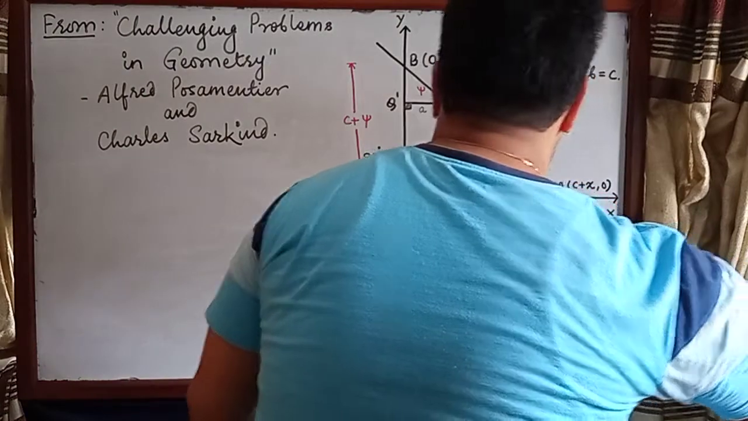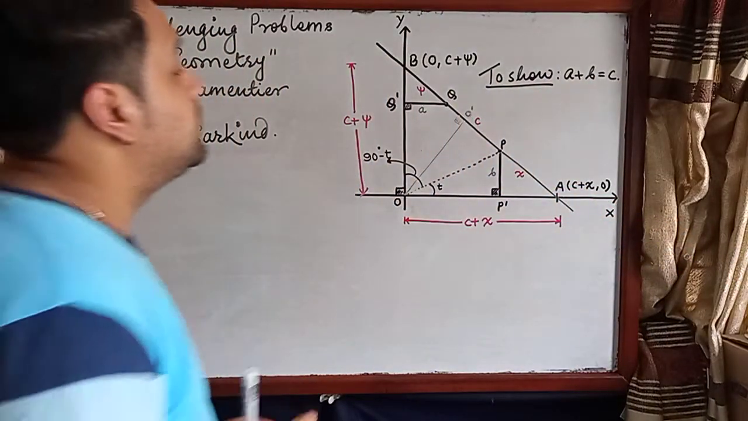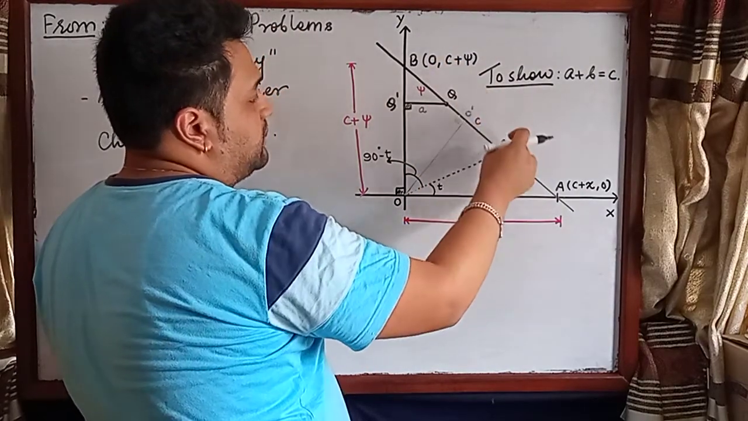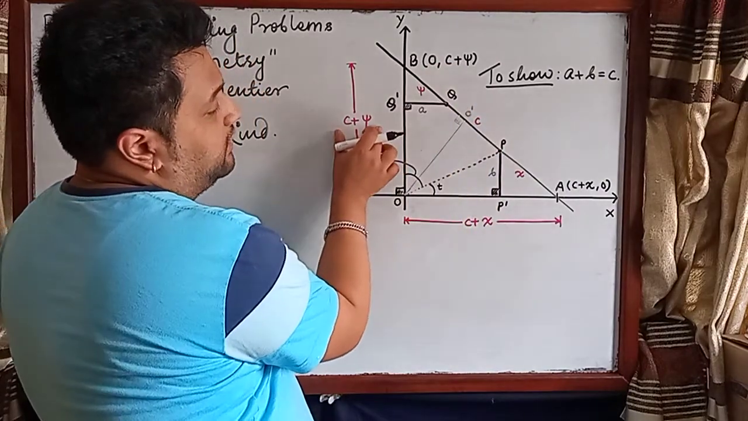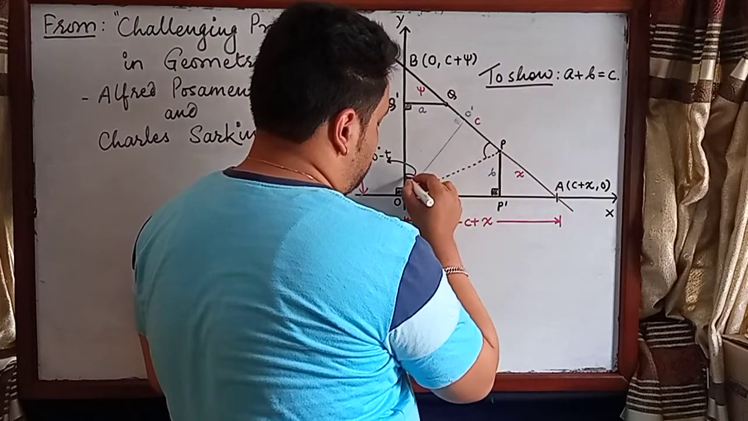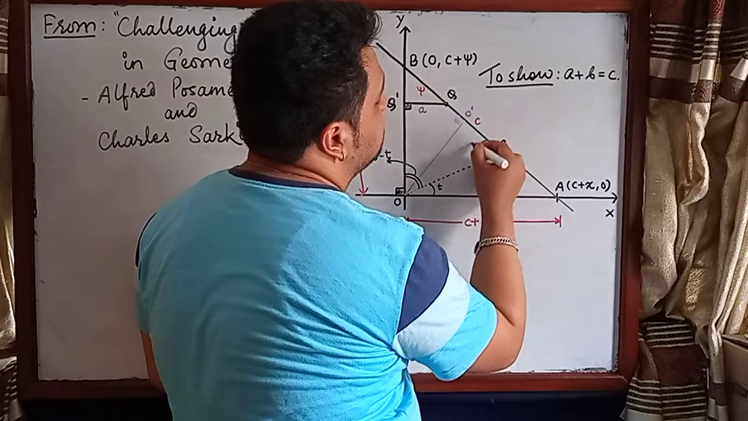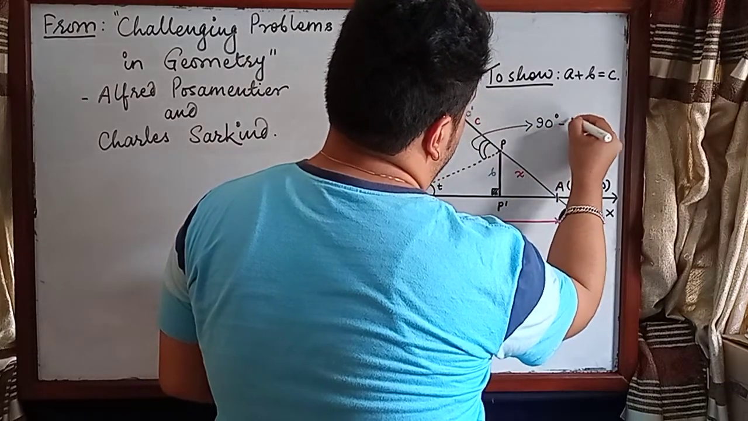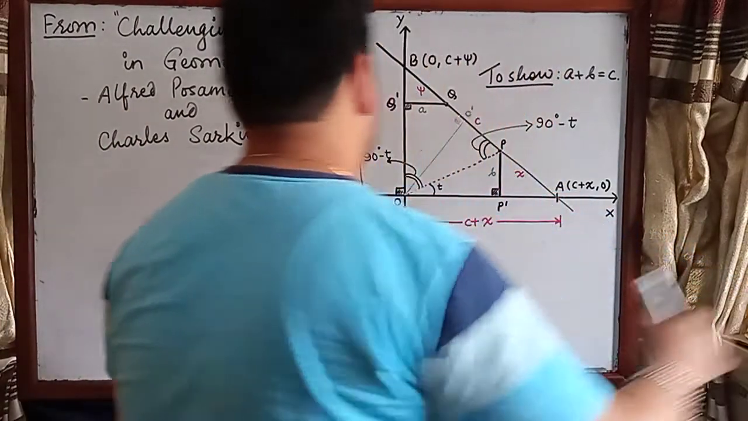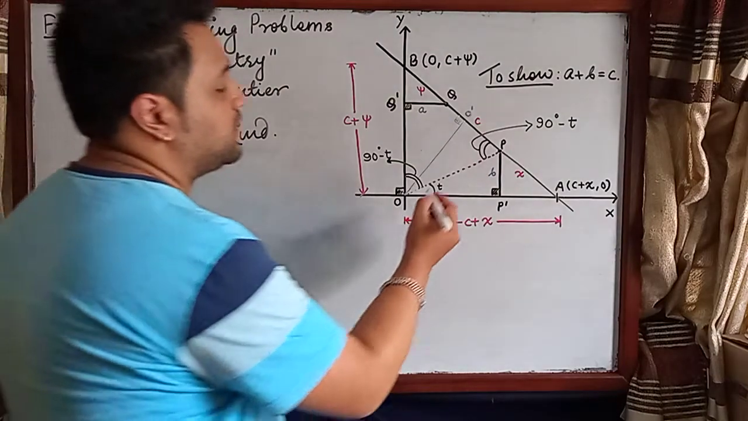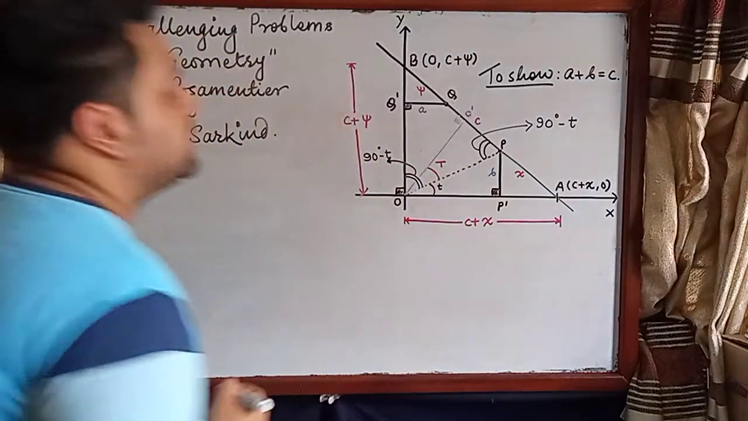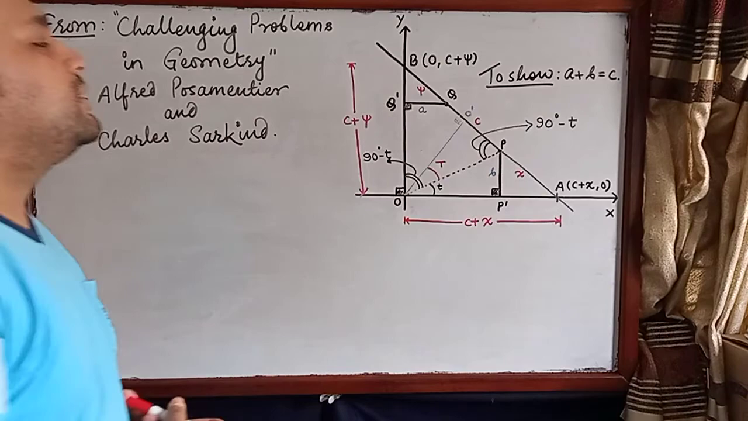Now let us assume, now since C plus psi is equal to C plus psi, if this is 90 degrees minus T, then this will also be equal to 90 degrees minus T. Now let's say this angle is capital T.